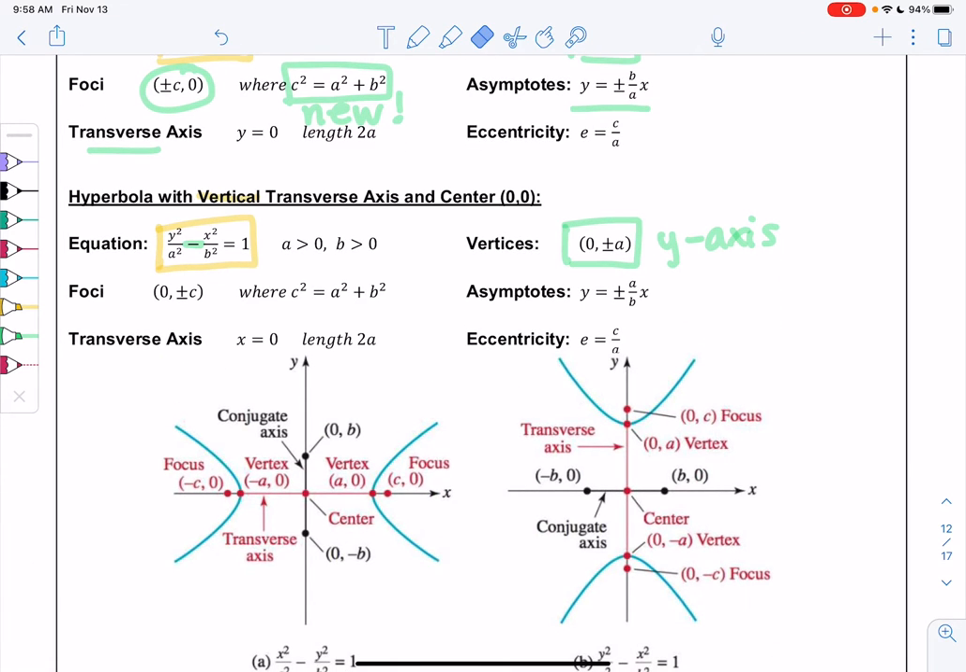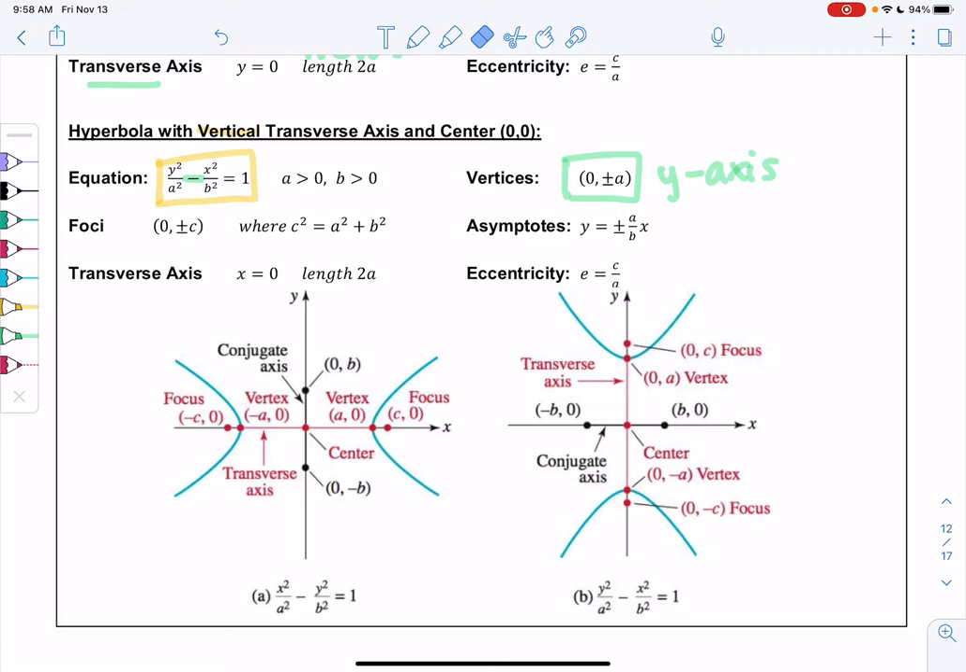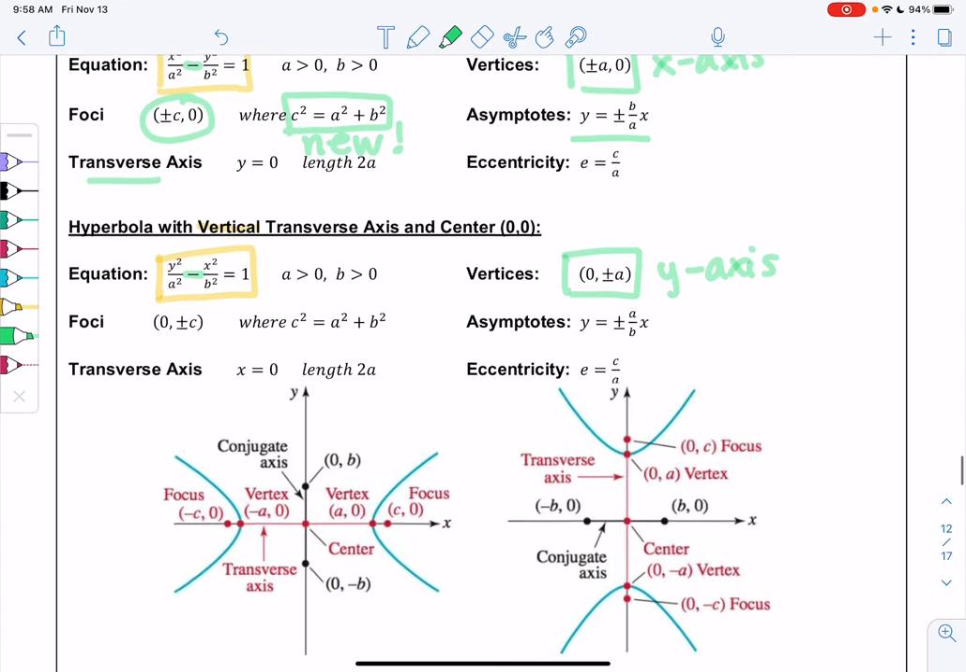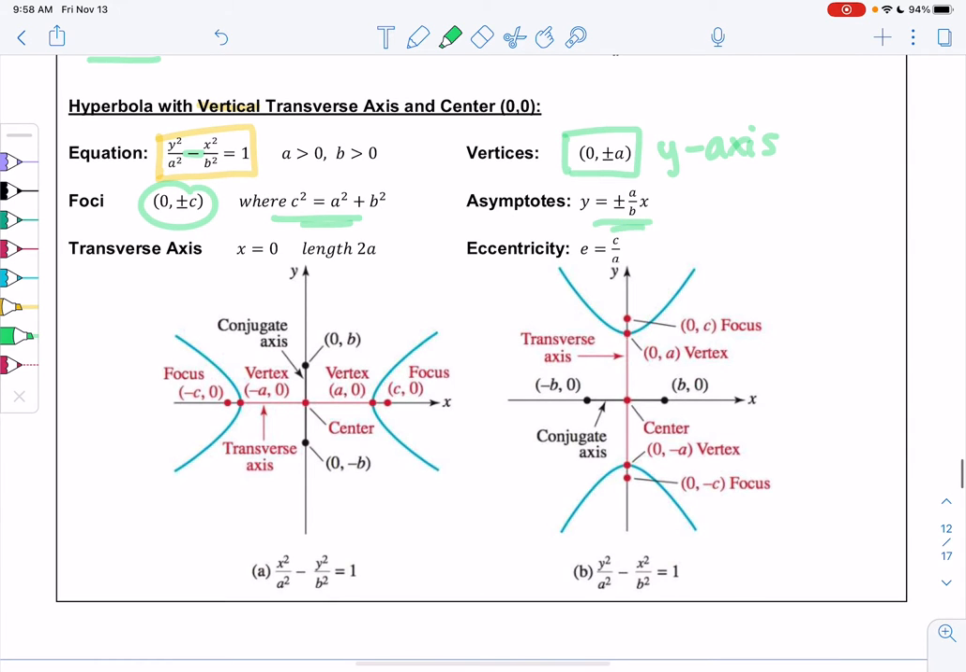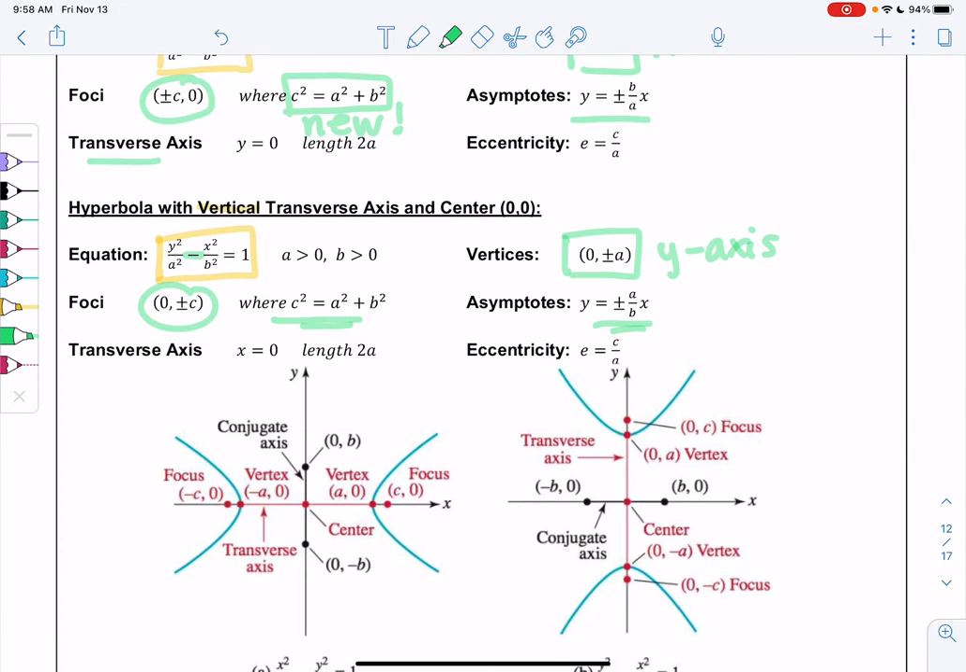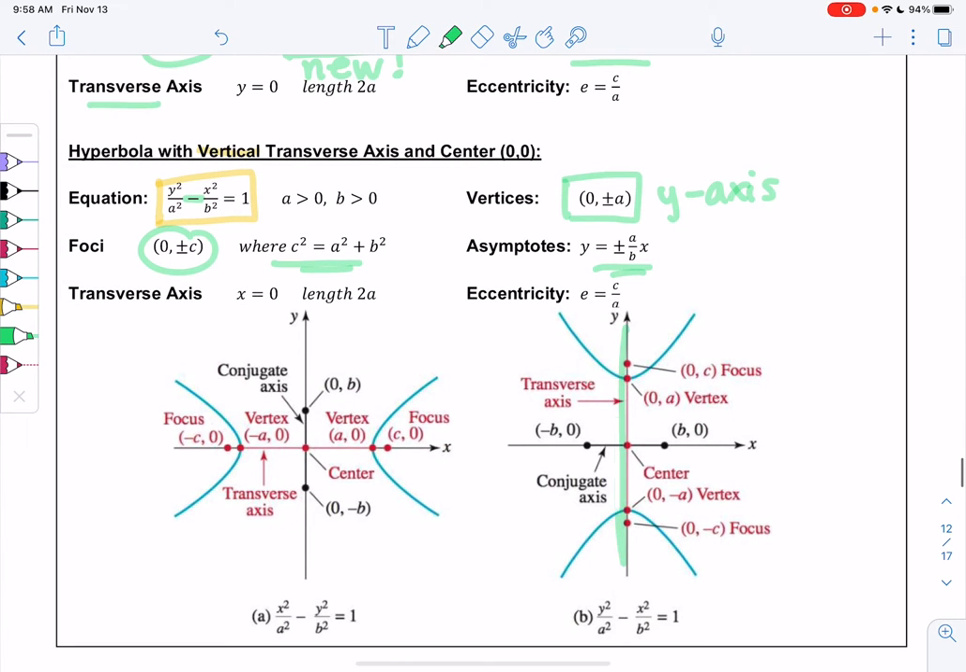And then for vertical, the foci are still at c, but they'll be (0, c) rather than (c, 0). Same equation for c. And then the asymptotes just flip, so they'll be plus or minus a over b rather than b over a. And the transverse axis is the other direction because that's the one all the stuff's on. And then eccentricity is the same as an ellipse. That'll just tell us how steep or not steep it is, but the asymptotes will also help us with that. So let's go ahead and jump into an example.